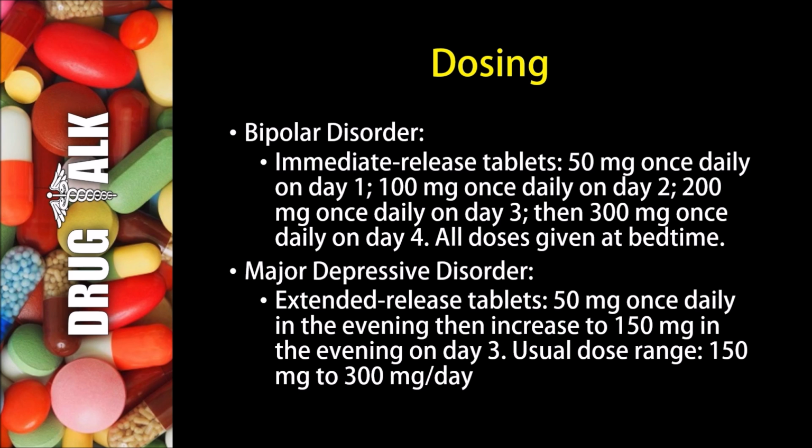In major depressive disorder, as an example, if somebody was using the extended release tablets, they would typically use 50 milligrams once daily in the evening and then increase this dose to 150 milligrams in the evening on day 3. The usual dose range would be between 150 and 300 milligrams per day.